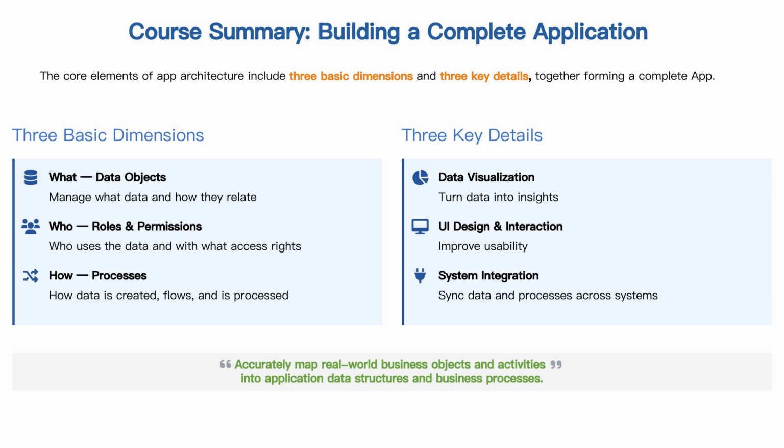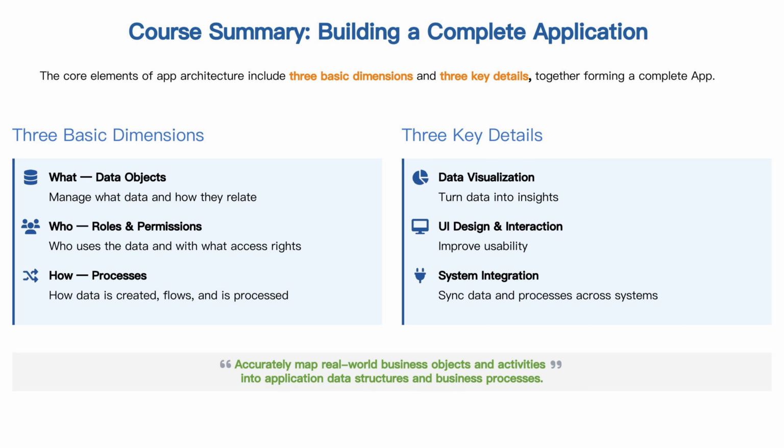At this point, we have nearly completed the entire Application Architecture Fundamentals course. Let's briefly summarize. To build a complete and efficient application, we need to clarify three basic dimensions. The first dimension is what, which refers to the data objects to be managed and their relationships. The second dimension is who, which involves clarifying user roles and permission controls to ensure data security and efficient management. The third dimension is how, which involves designing business processes to ensure that data flows and is processed in an orderly and efficient manner within the system.